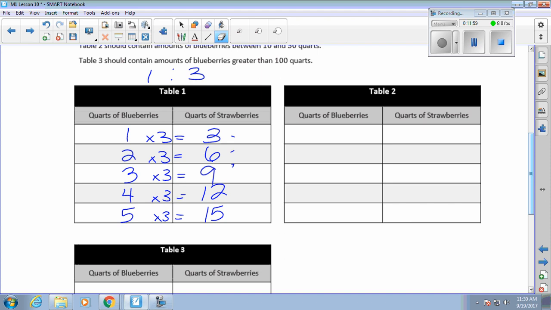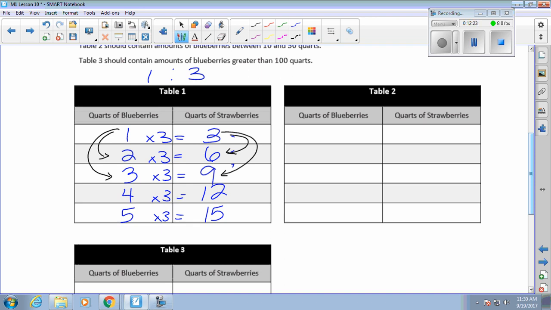So we increase the blueberries by 1. We're increasing the strawberries by 3. We keep doing that repeatedly. That's why we might say, if we double this, we've got to double this, right? If we triple this, we have to triple this. So there's lots of different ways we can look at this.